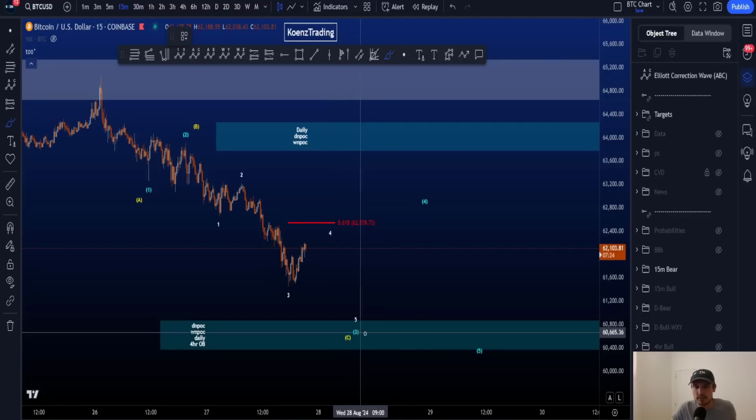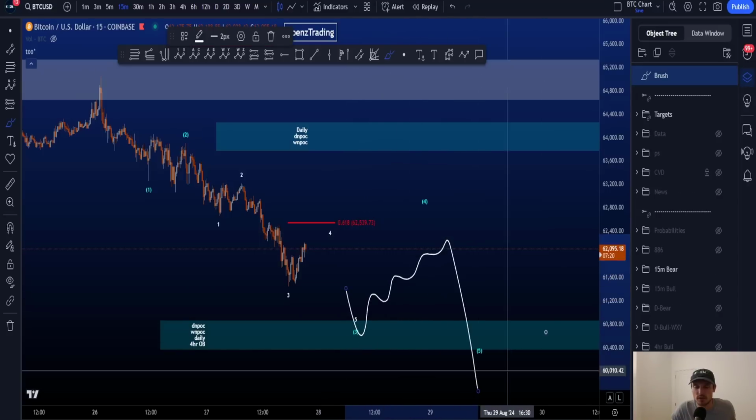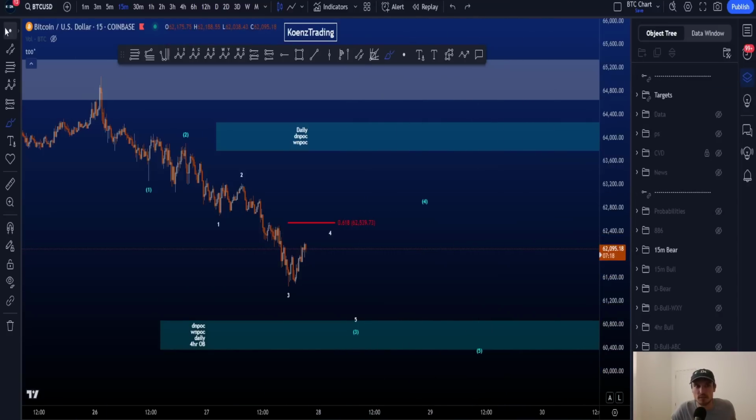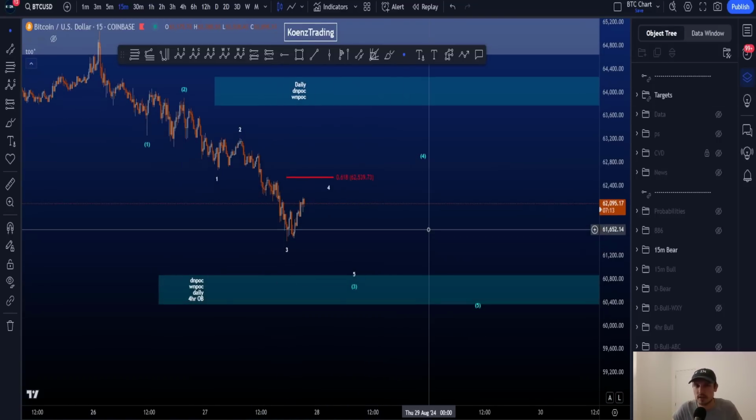Now in a more bearish scenario, you're looking for a 3, a bigger range in 4, and another move down in a wave 5. Therefore, losing this support down here would not be too great for the bulls.